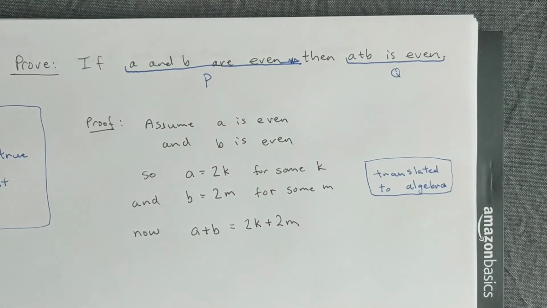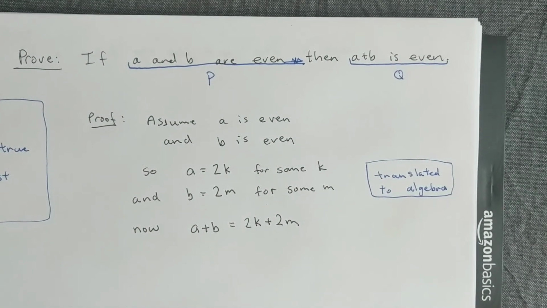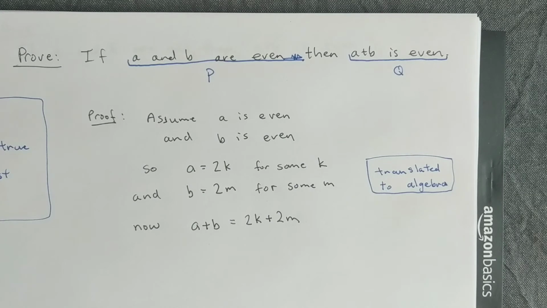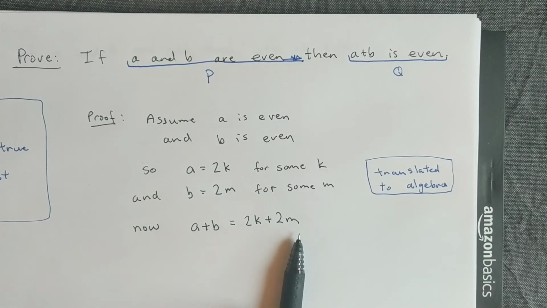Okay, so what do I need to show in the end? I'm almost done, really. I've added two even numbers together. Here's the form of the first one. Here's the form of the second one. K and M we want to leave as letters because we want them to stand for every possible integer, and that will give us every possible even number. But what do we need in order to say that something is even?